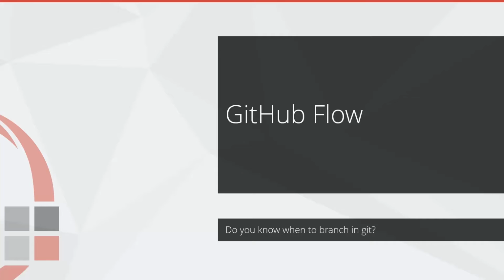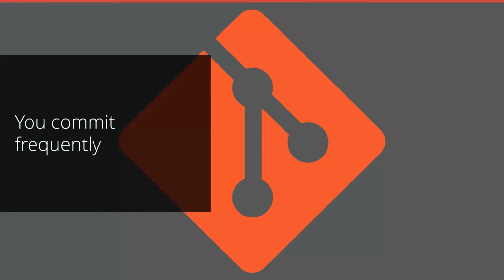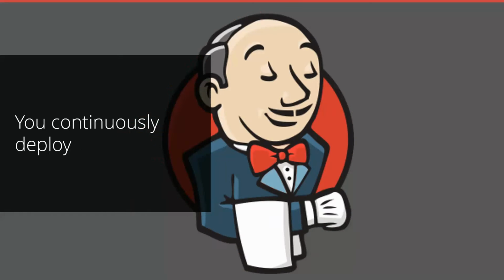So let's say your team is employing all the best advice out there. You're agile, keeping your stories and tasks small, and getting rapid feedback on your progress. You're committing frequently, each developer is pushing code into the repository multiple times a day. And you're continuously deploying, you can see your new features show up in production almost as soon as they're finished.